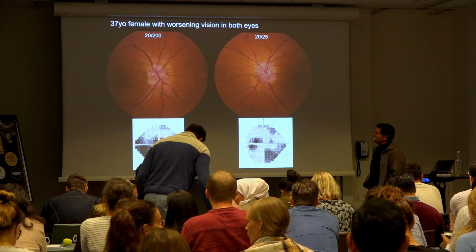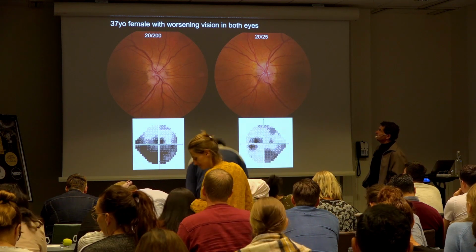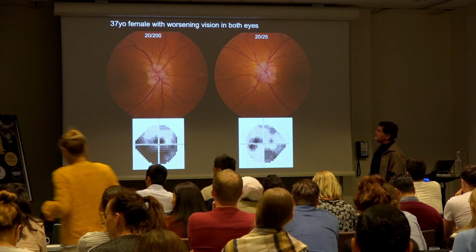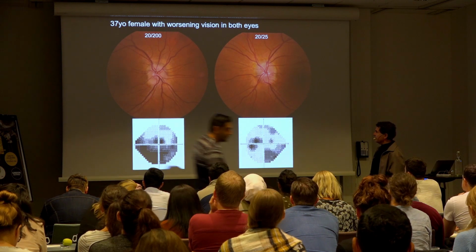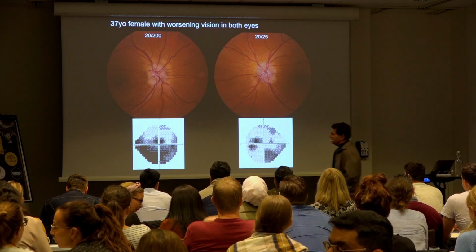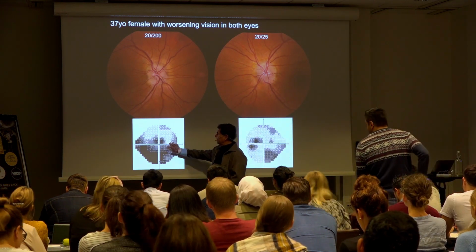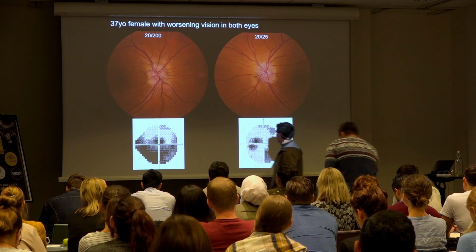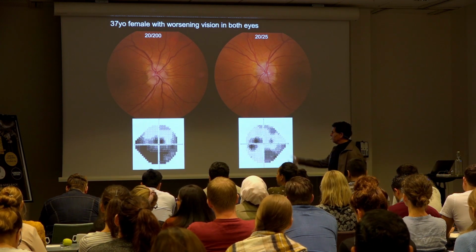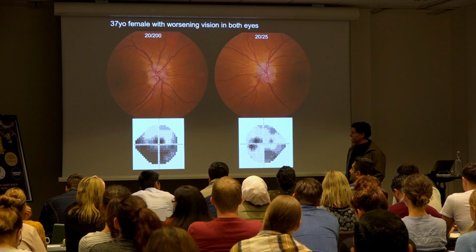All right, here's a 37-year-old woman who had worsening of vision in both eyes. So 20/200 in the right eye, 20/25 in the left eye. And you can see her visual fields showing a lot of central loss, inferior loss, arcuate loss with the automated perimetry. In the left eye, arcuate loss, both superior and inferiorly.